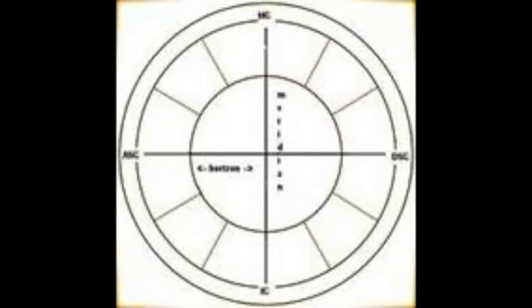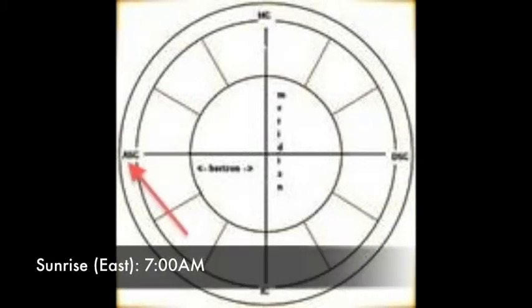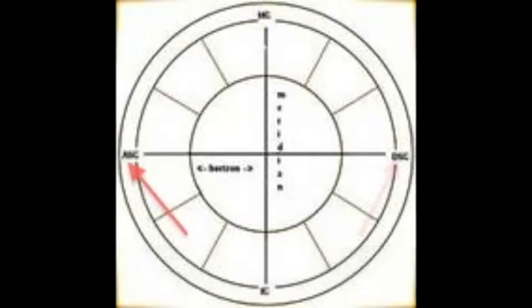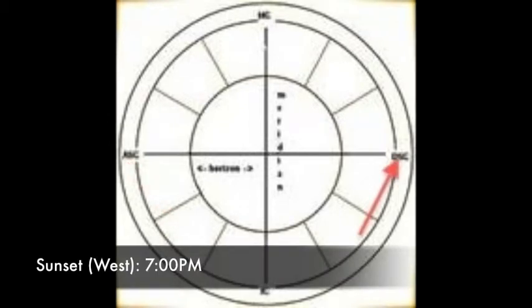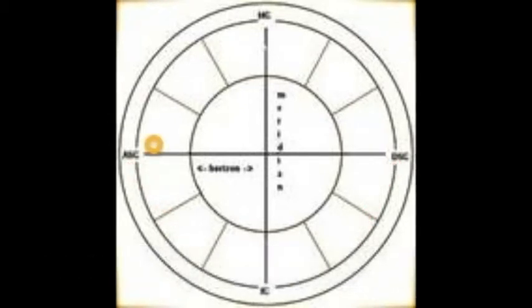So now let's look back at our natal chart and follow the daily motions of the sun. For the sake of the example, let's say that for today, the sunrise is at 7 a.m. and the sunset is at 7 p.m. And this little orange circle is the sun.